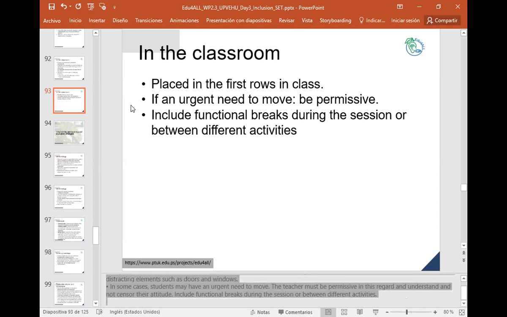Propose the students to be placed in the first rows in class to facilitate eye contact with teachers and avoid as much as possible distracting elements such as doors and windows. In some cases, students may have an urgent need to move. The teacher must be permissive in this regard and understand and not censor their attitude. Include functional breaks during the session or between different activities.